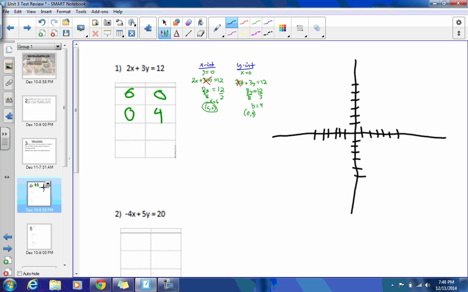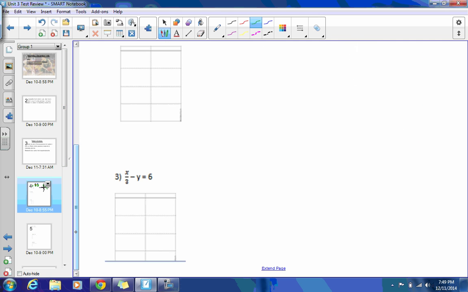So you plot the points. I'll do it in green since I used green before. (6, 0): you go over 6, 1, 2, 3, 4, 5, 6, and up 0, so that's just right on the line. That is the x-intercept. And the y-intercept is (0, 4), so 0 over and up 4, right on the y-axis. Draw a line through it, and you've got your graph. The same method would work for numbers 2 and 3 because they're both in standard form.